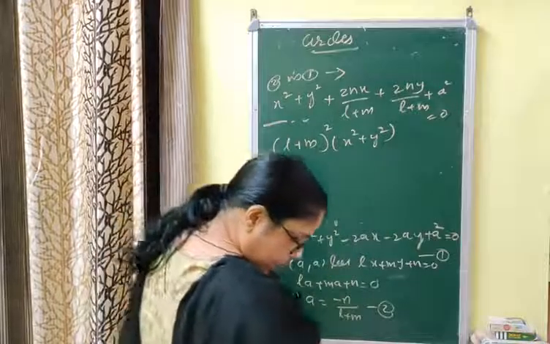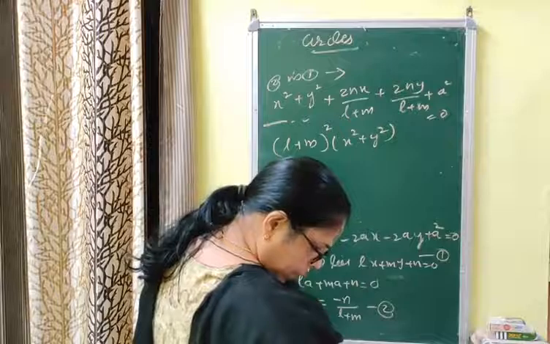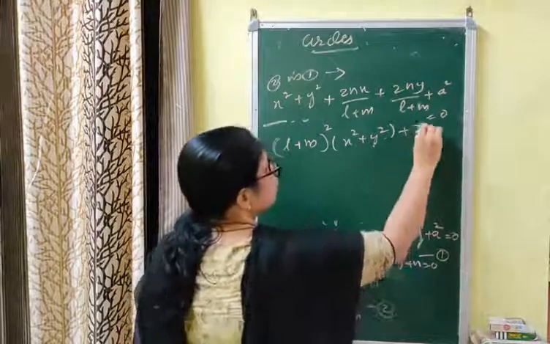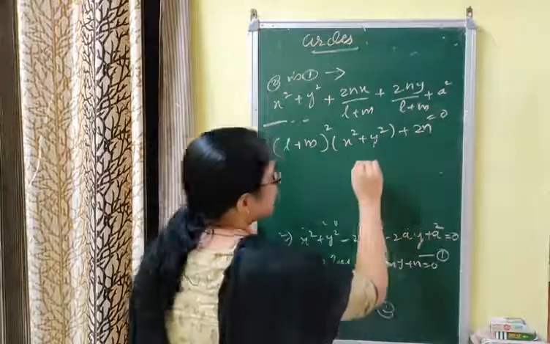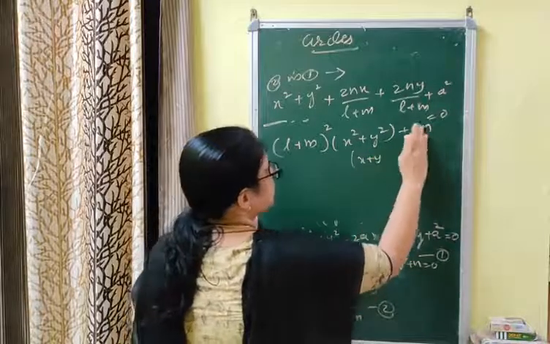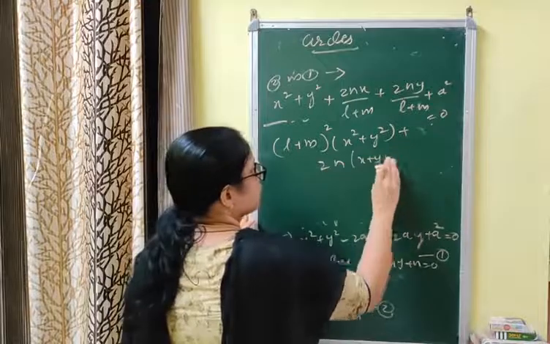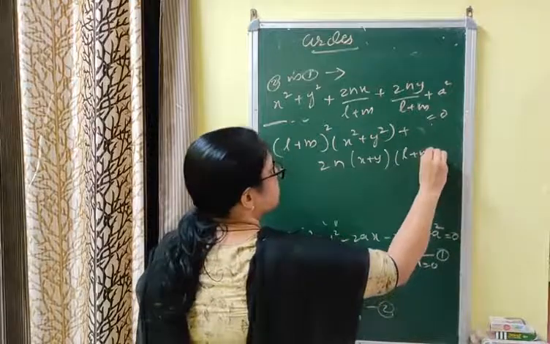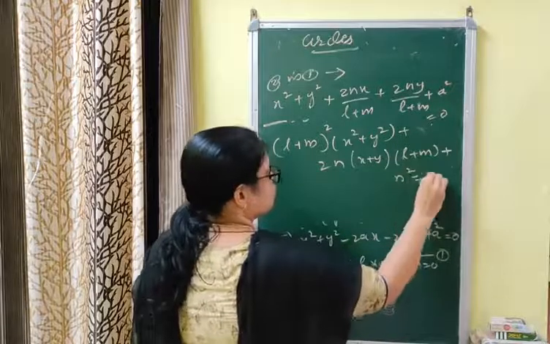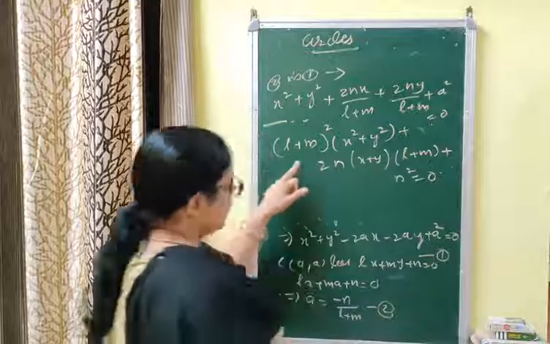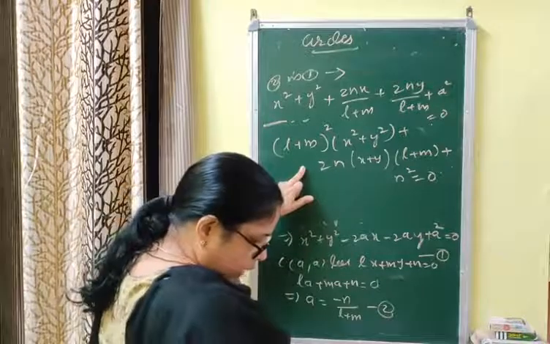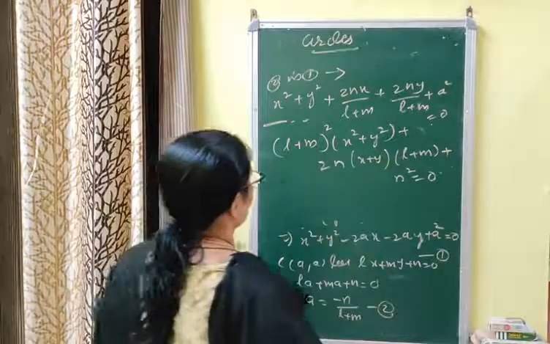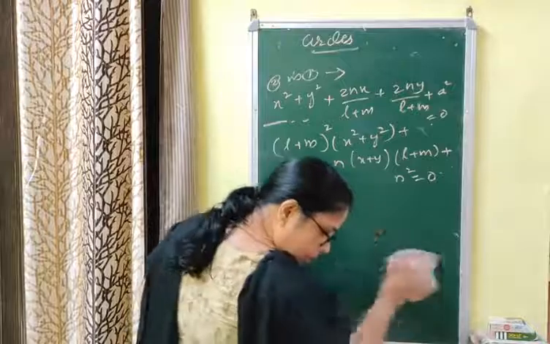L plus m whole square into x square plus y square plus 2n into x plus y into L plus m plus n square is equal to 0. By solving this, you will get L plus m whole square into x square plus y square plus 2n into x plus y into L plus m plus n square equal to 0. This is example 21.